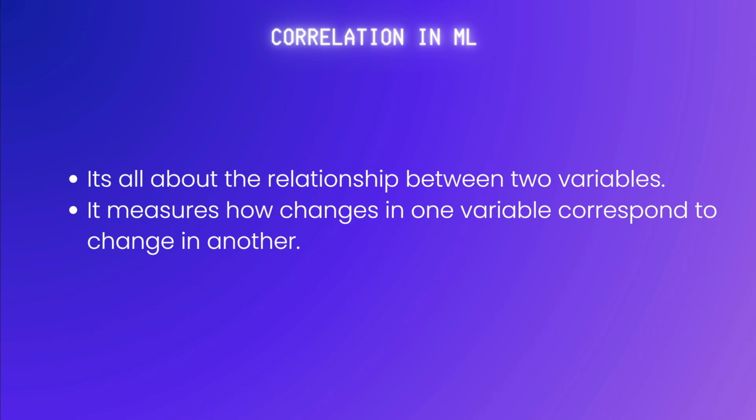In today's video, let's see all about correlation in ML. So let's get started with the basic definition of correlation. Correlation is all about the relationship between the two variables. It measures how changes in one variable correspond to the changes in the other variable. It's like observing a dance. When one moves, does the other follow, or do they move independently?